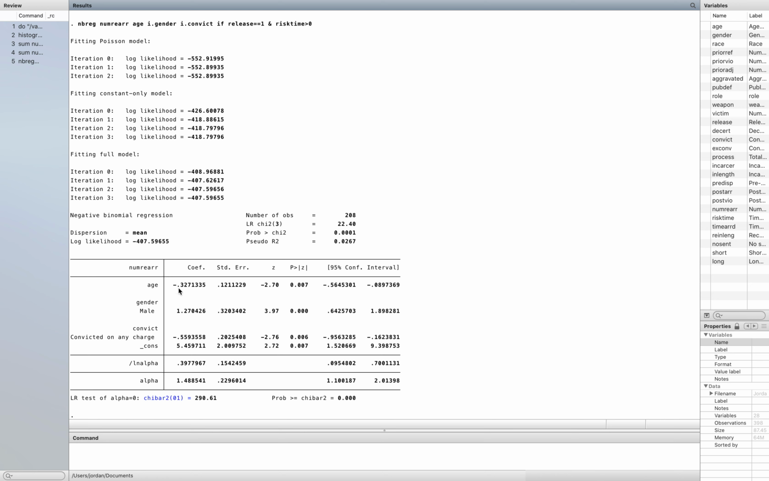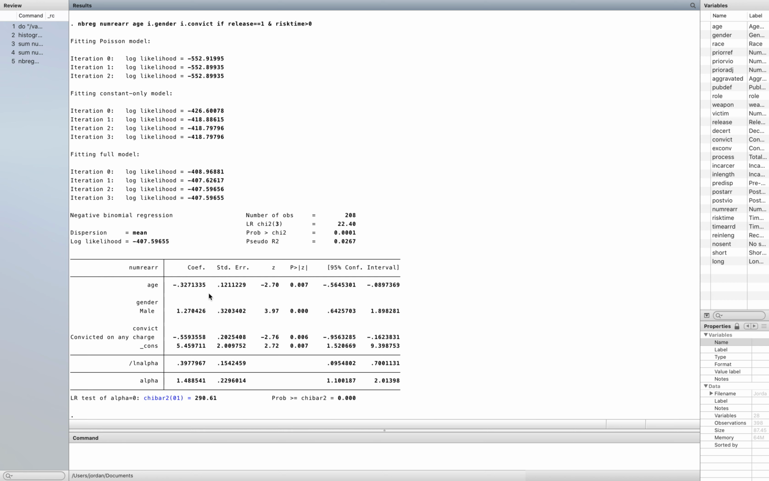For every unit increase in age, the expected log, L-O-G, like the natural log, the expected log count of the number of rearrests decreases by 0.3271335. So for every unit increase in age, the expected log count of the number of rearrests decreases, because it's a negative coefficient, decreases by 0.3271335.